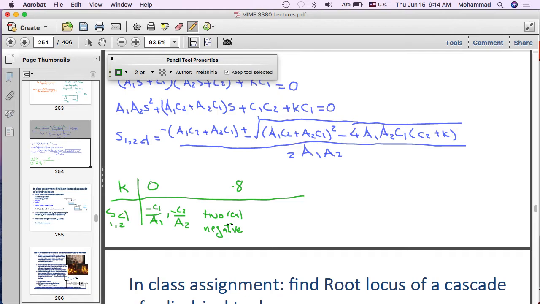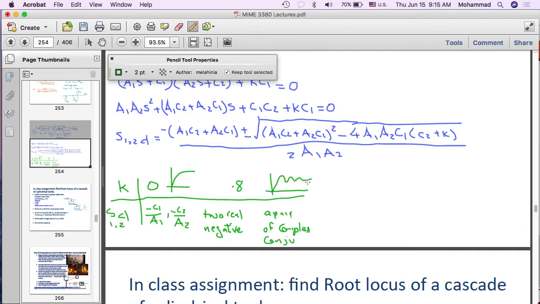Now after 0.8, after K goes beyond 0.8, you have a pair of complex conjugate poles. So up to here, the type of response is an exponential rise. As soon as you pass 0.8, you can expect seeing some sort of oscillation. Okay, how can we try this?